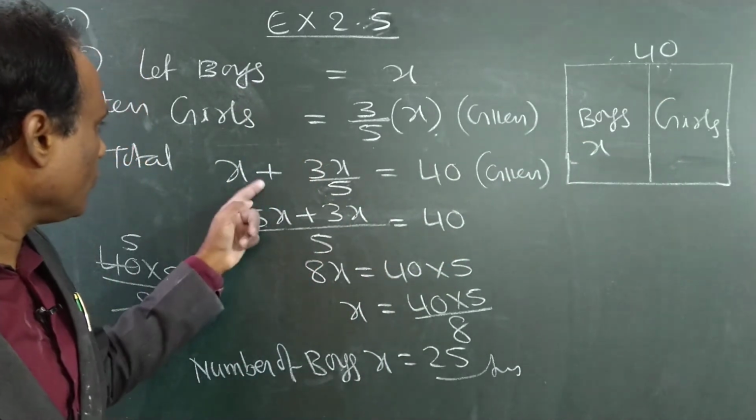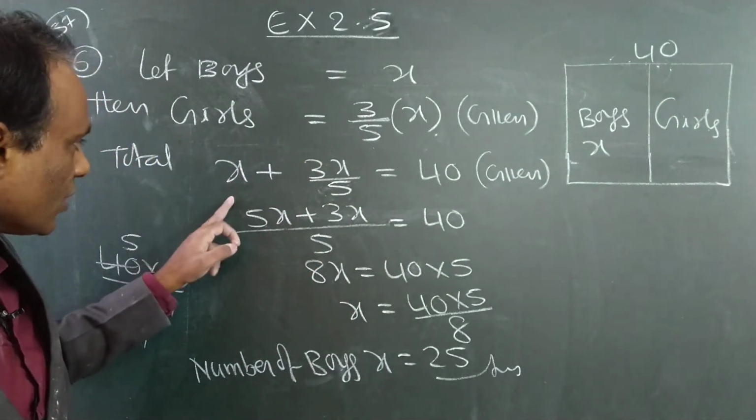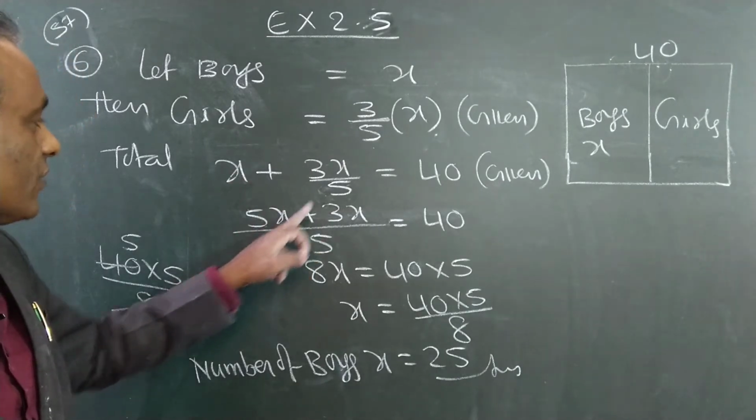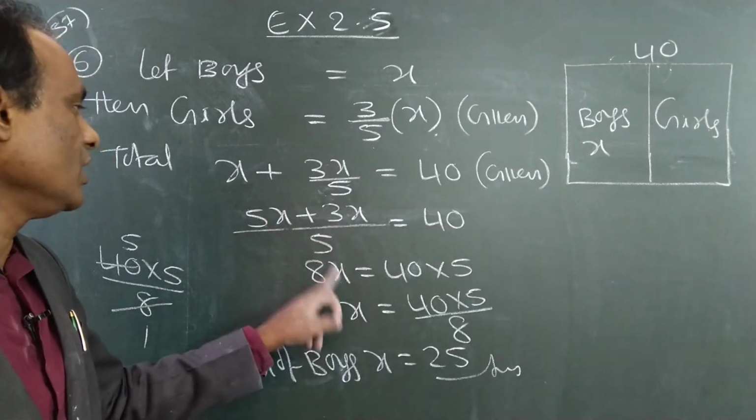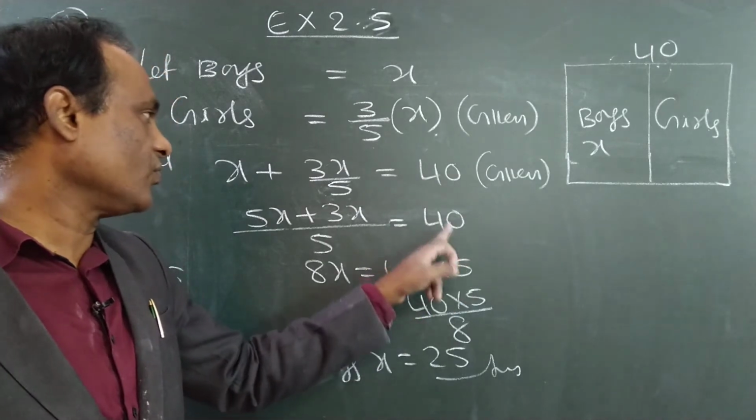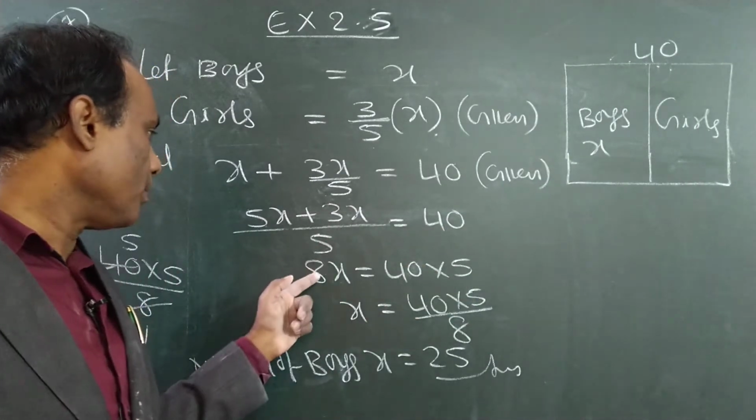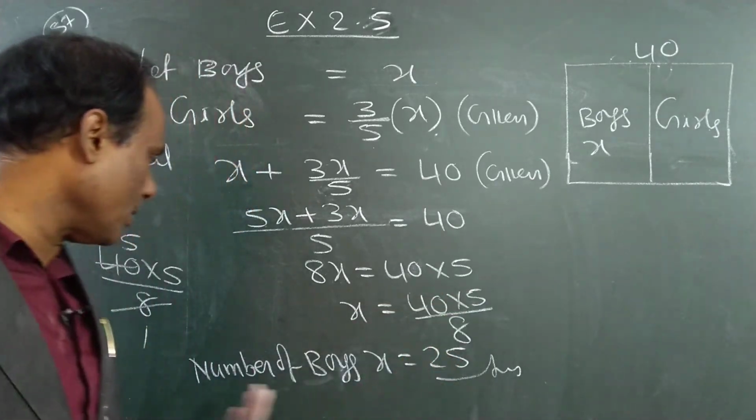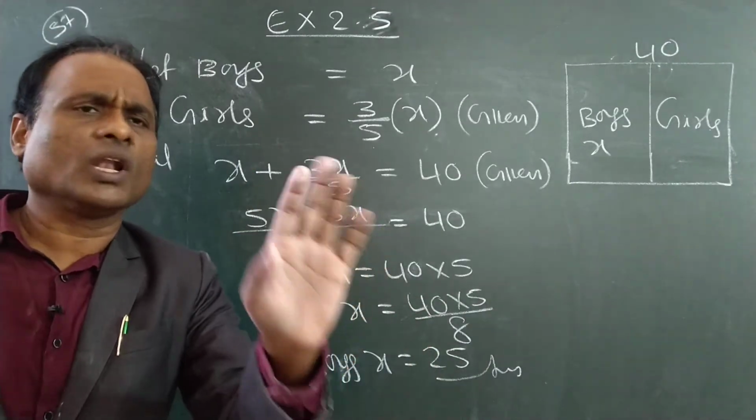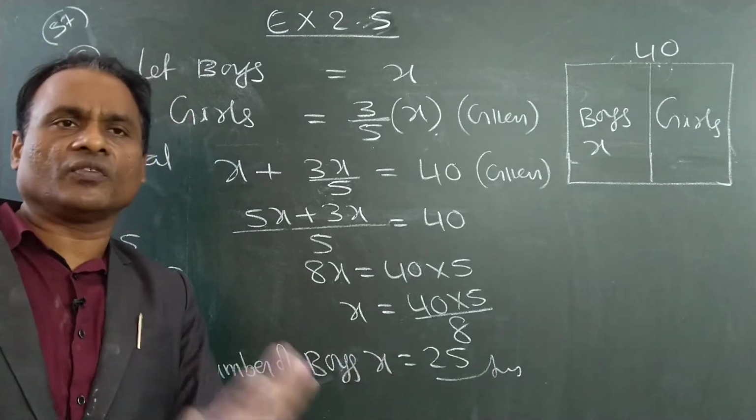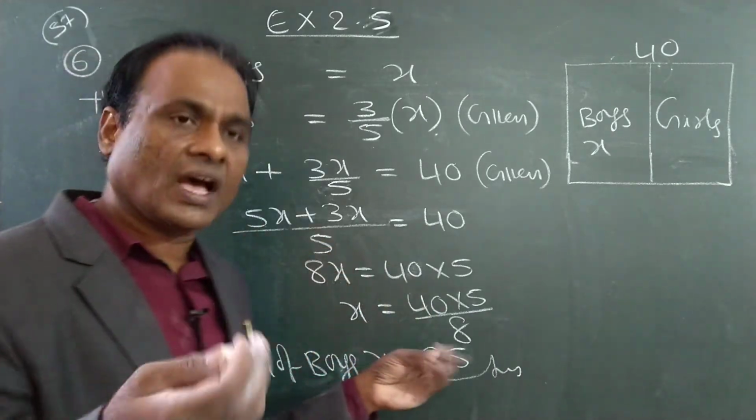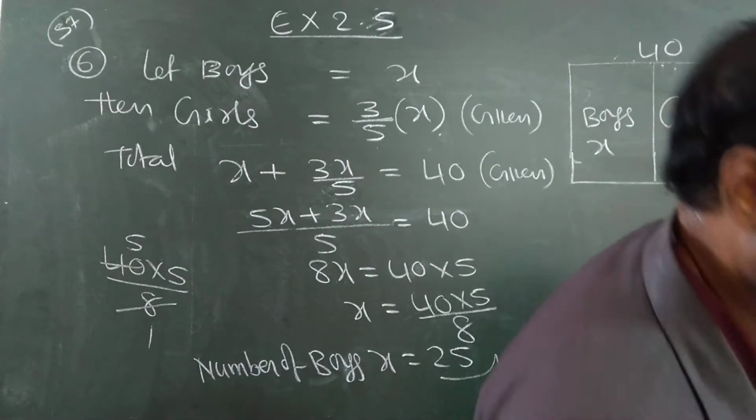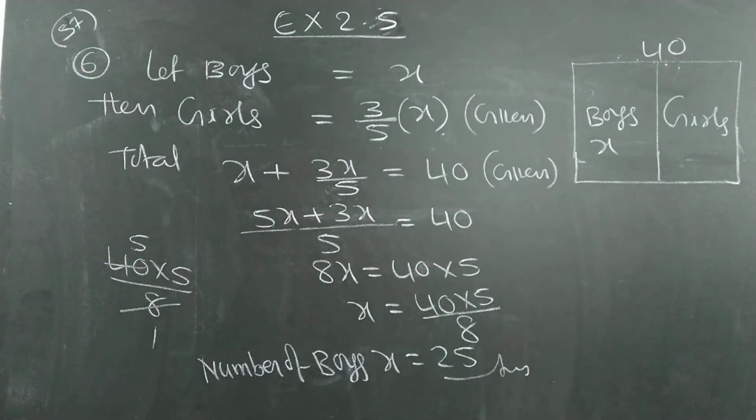LCM 5. If there is no denominator, take 1. 1 5 times 5 into x. 5x plus 3x, 8x. 5 will be in multiplication. 40 into 5 by 8. 8 fives are 40. 5 fives are 25. Number of boys is equal to 25. Only the number of boys is asked for, so we got 25. That is the answer. Once again read the question and see the steps. If you understood it, read the next question.